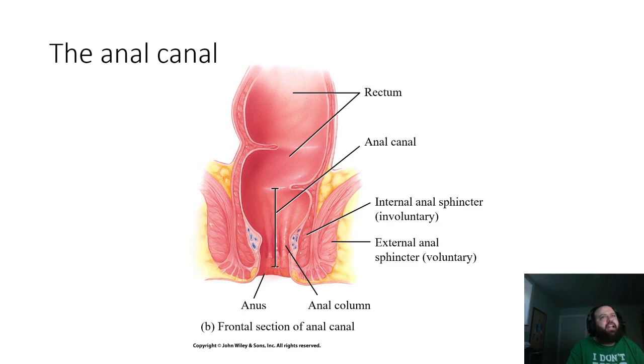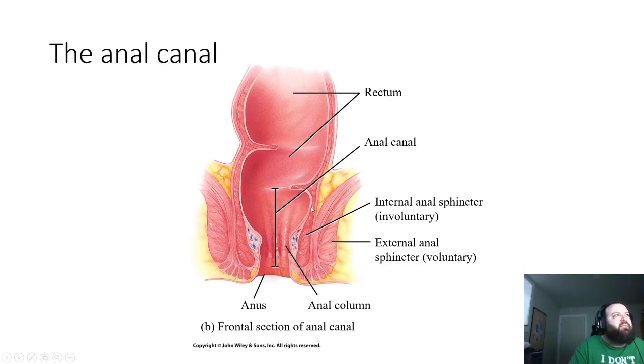At the end of the GI tract is the rectum. It's 20 centimeters long. Its final section is called the anal canal. The anus is the opening of the anal canal to the outside, and whether or not the anal canal is open or closed is dependent upon two sphincter muscles. There's an internal anal sphincter, which is made up of smooth muscle and therefore is involuntary. And we have an external anal sphincter, which is right at the distal end, which is voluntary and hence made up of skeletal muscle.